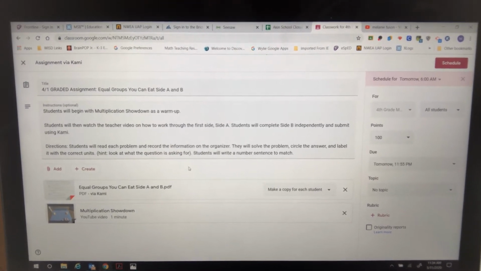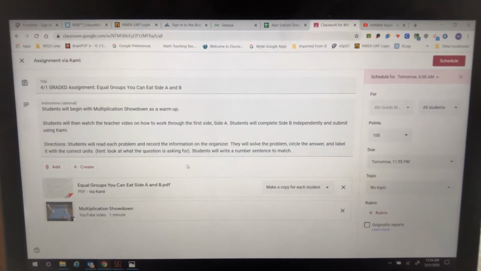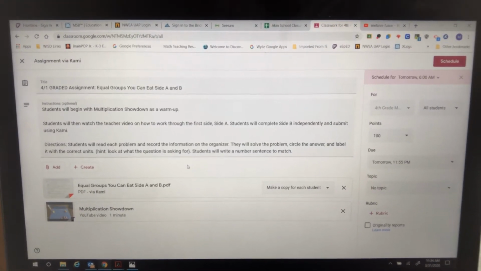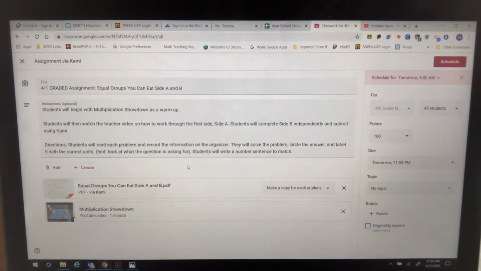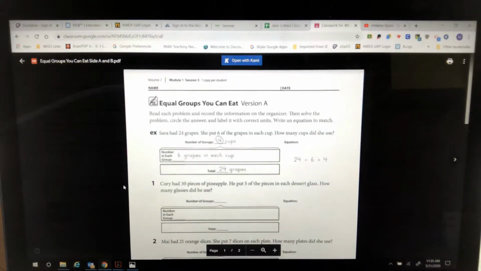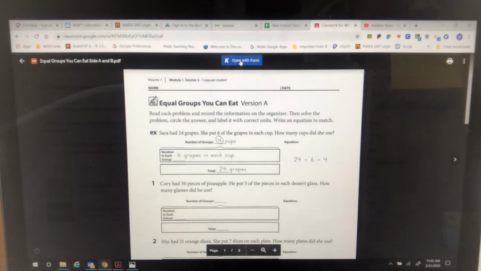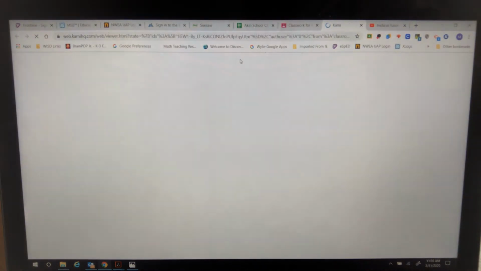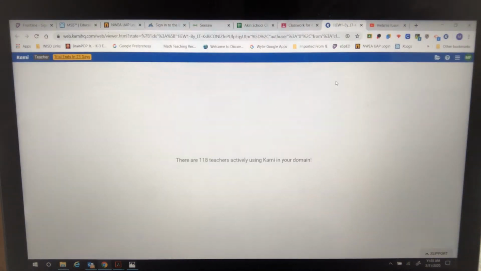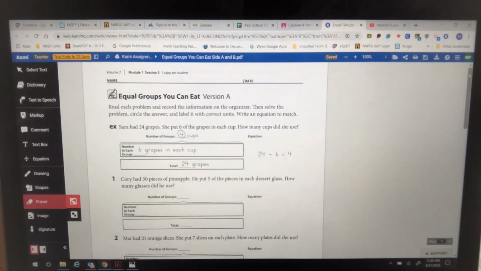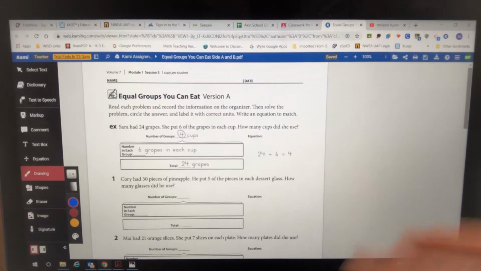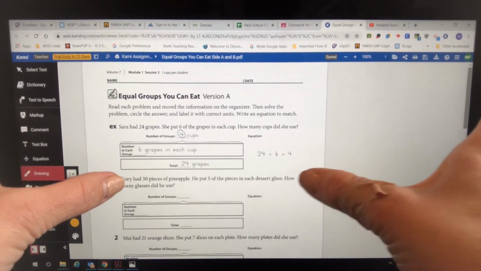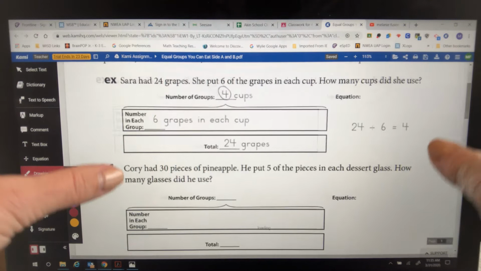Today we are going to be working through side A of your assignment that's due, and it's about equal groups and about what you can eat. So we are going to do side A together. If you will just click on that assignment and open it with Cami, then we are going to touch on our drawing tools and stretch this out so we can really see it.